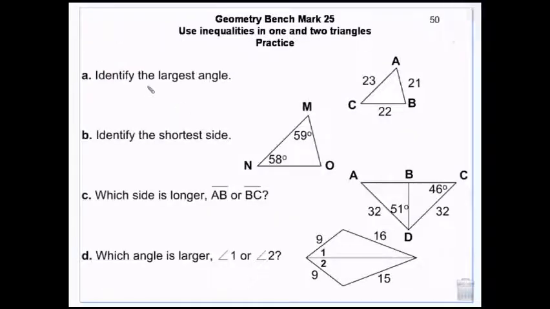Okay, so let's identify the largest angle in A. Yeah, so we're going to find the largest side, which is 23. We go across from that, so it's going to be angle B. And here we're going to identify the shortest side. Well, first we need to find out what this angle here is. So 58 plus 59 is 107. 180 minus 107 is 73. So which angle is smallest? It's 58. So the shortest side is MO.